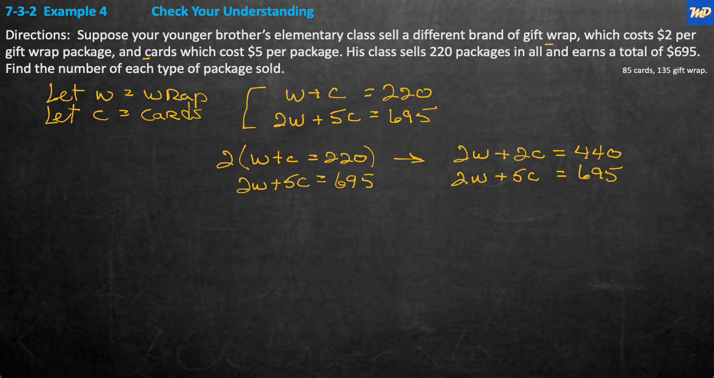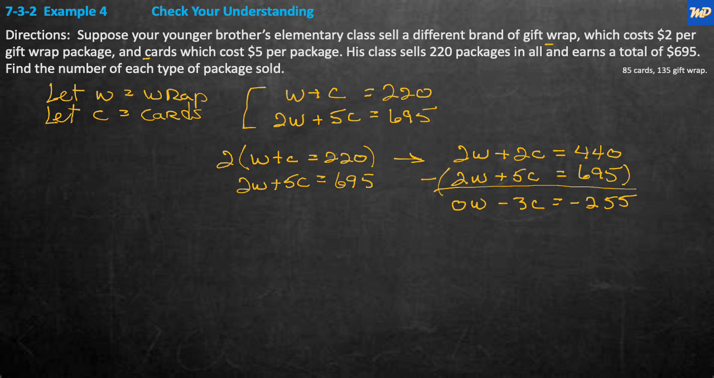We can subtract these two equations to get rid of the w's, right? So I'm going to put parentheses around here and say we're going to subtract it. When we do that, what are we going to get? We're going to get 0w. So the w is gone. We're going to be remaining with a c. And 2 minus 5 is minus 3c is equal to 440 minus 695, which is negative 255.